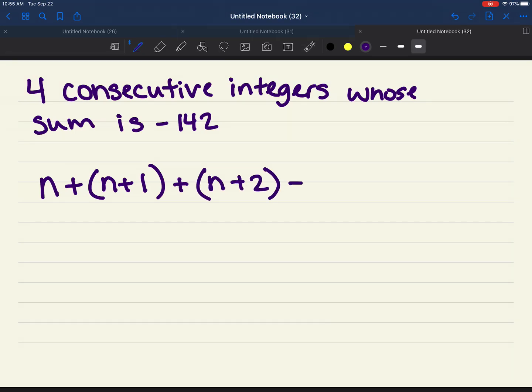N plus 2. And then my fourth one would be n plus 3, and then I would say what? Equals negative 142. Very good. Okay, go ahead. Combine like terms. Tell me what to write out first when I combine like terms. 7n. Oh. Okay, we're just adding.